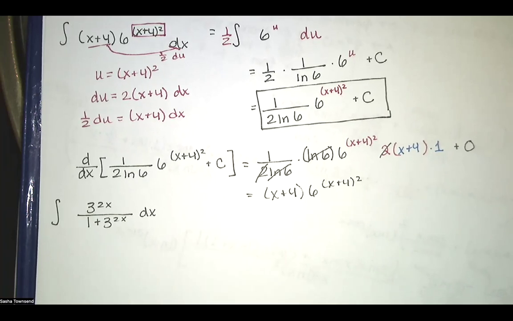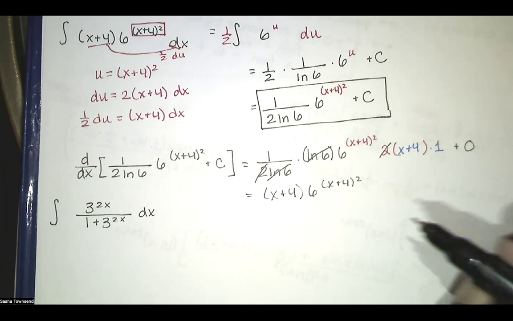Now, with this, there are a couple of things you could do. You could use a u-substitution. You could also simplify first. We're going to do a u-substitution either way. But when I see that 3 to the 2x, I really want to simplify, because I know my exponent properties.